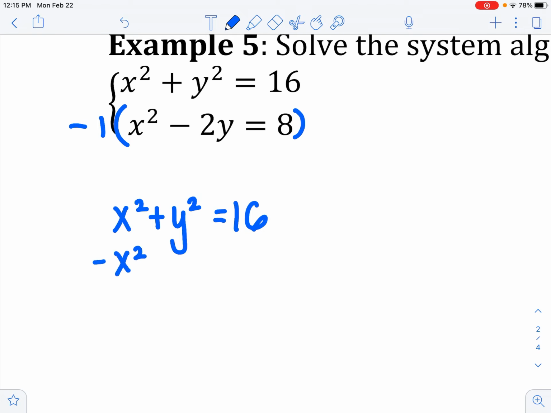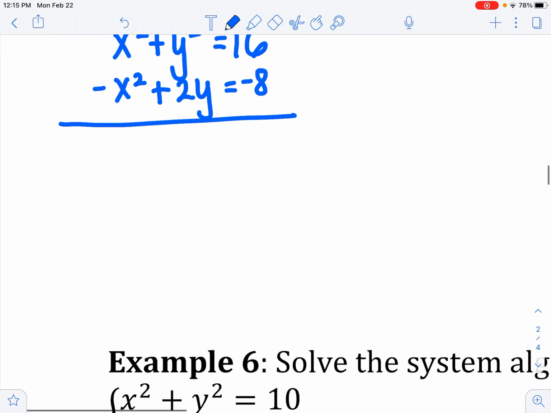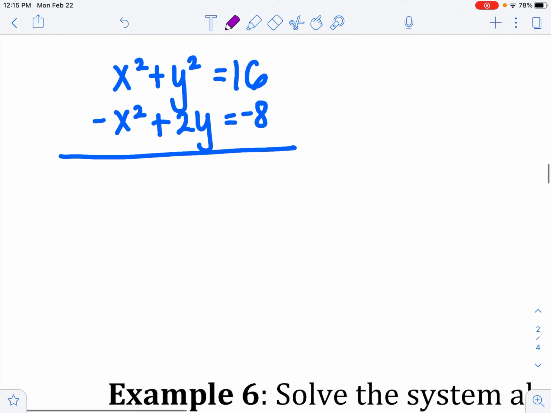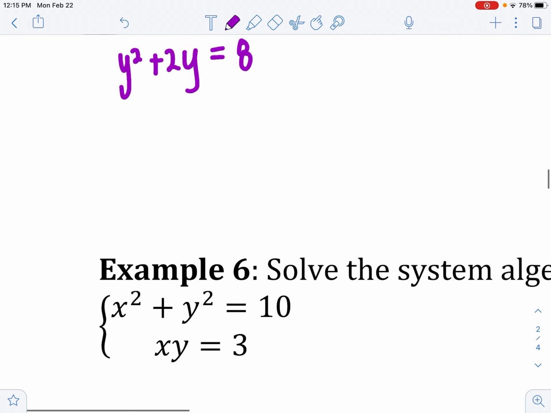So I'm going to rewrite my first equation exactly the way it is. The second one, I'm going to multiply everything by -1. So I get -x squared plus 2y equals -8. And now I can combine these. When I do that, x squared and -x squared cancel out. Then I have y squared plus 2y. They're not like terms, you can't combine them. Equals 16 and a -8 is 8.